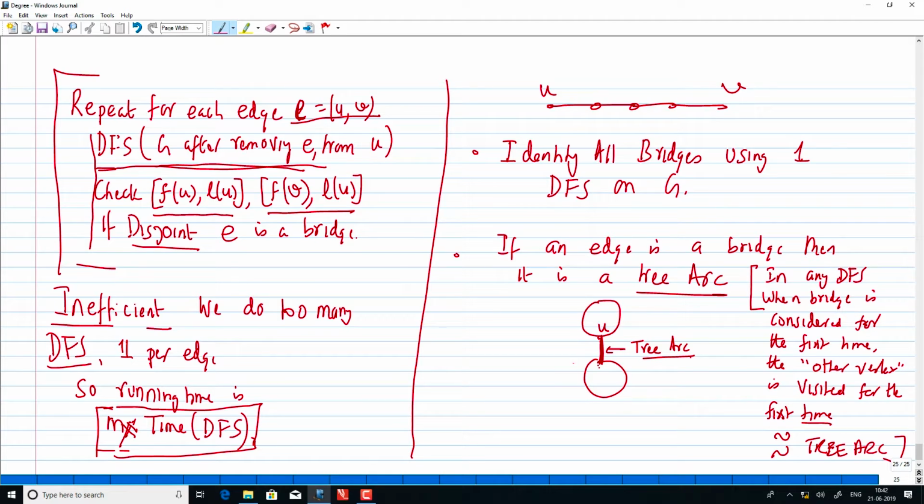Fine. So let us say the edge is uv, this is the bridge. When the bridge is considered for the first time, let us say at u, then the other vertex is v, then v is being visited for the first time, therefore uv is a tree arc. Therefore, after doing a DFS, I only have to worry about the tree arcs and figure out whether they are bridges or not. But I don't want to do another DFS. I want to use the information calculated during the DFS to answer this question.